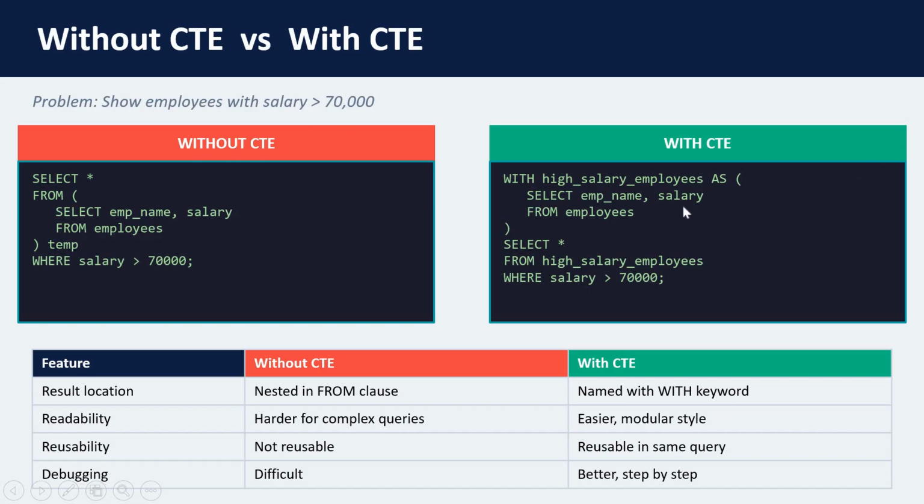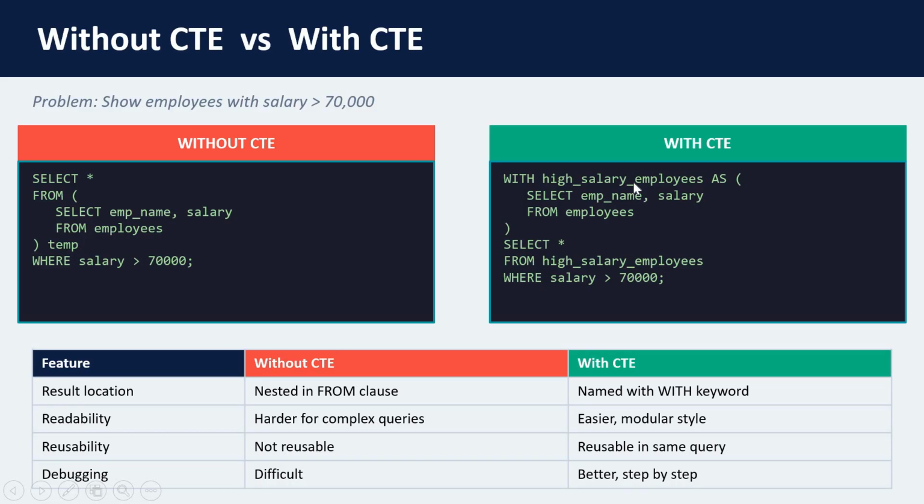Without CTE. With CTE, we simply say WITH high_salary_employee, right? High salary employee is one kind of CTE name, right? AS SELECT employee name, salary FROM employee. You can see here the result was stored in a temp table, and here it is stored in high salary employee. If it is needed, we can use high salary employee for other purposes also, right? So here we are writing SELECT * FROM high_salary_employee WHERE salary > 70,000. So it is reusable as well.